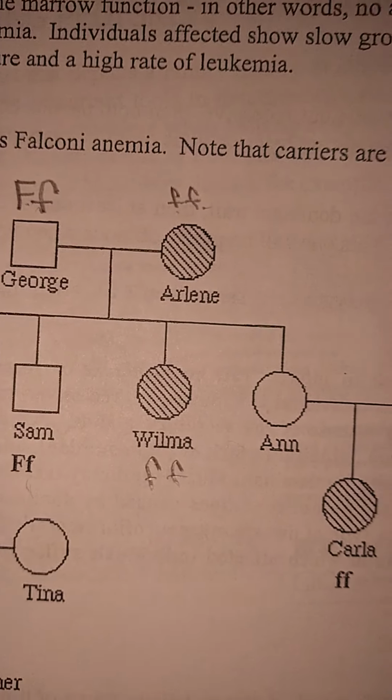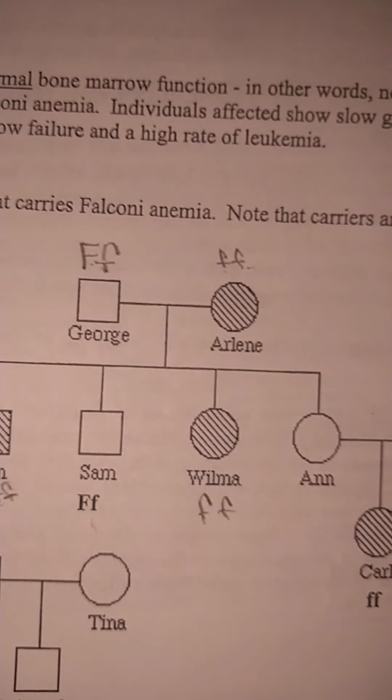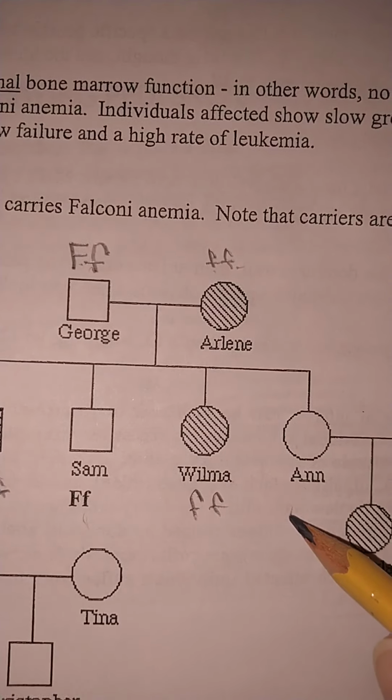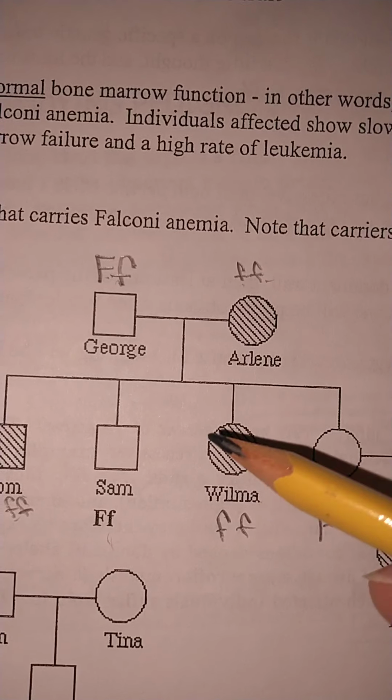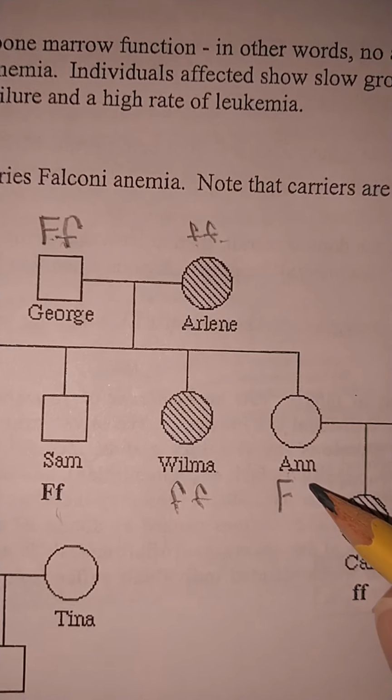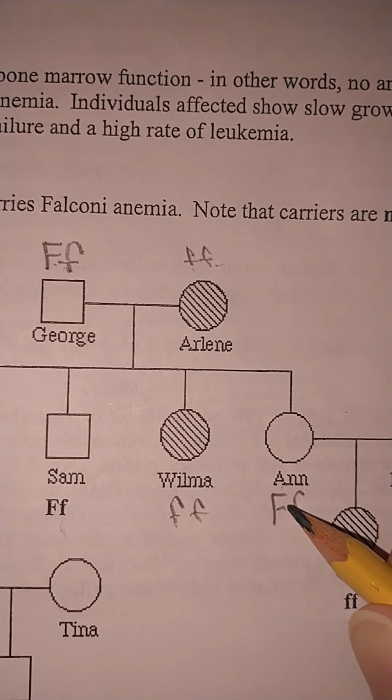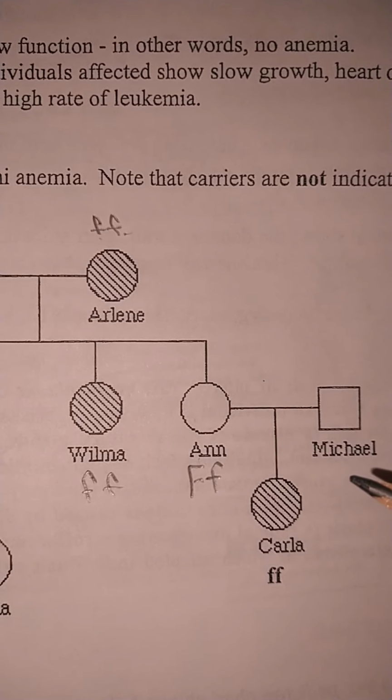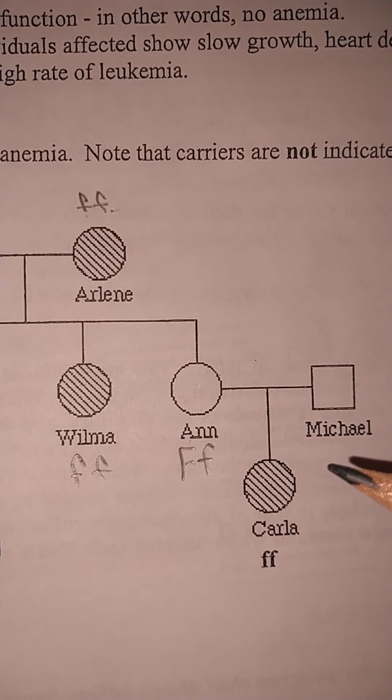Anne is showing the dominant phenotype, so she has a dominant allele. She got big F from Dad. Dad's big F came to her. But Mom only had little f, so we know she is also heterozygous. She is big F, little f. They're showing the dominant phenotype of normal bone marrow.